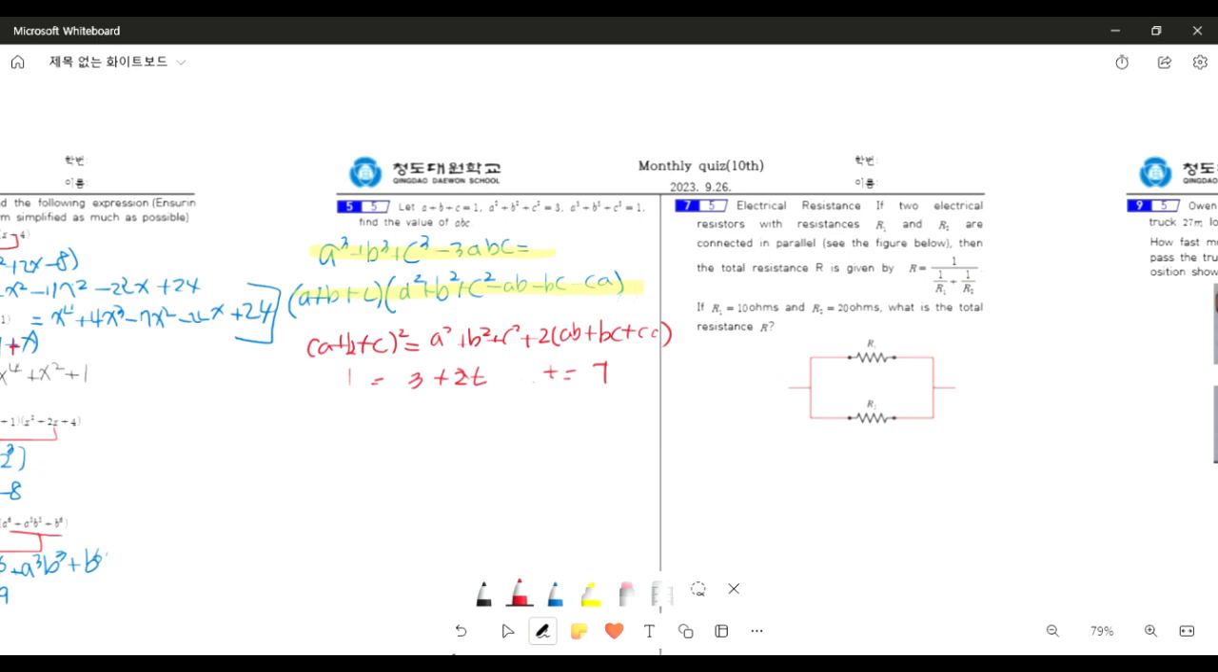So putting the numbers into this equation, then a³ + b³ + c³ − 3abc equals 1 times (3 + 1), because negative 1 times negative 1 gives plus 1. So abc equals minus 1.